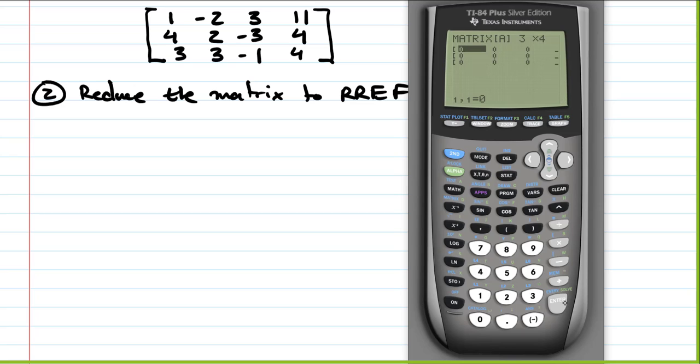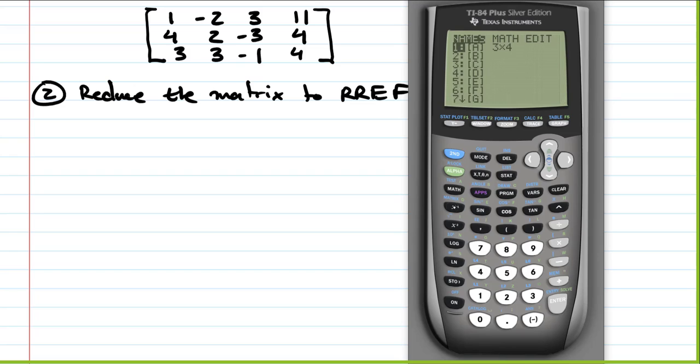So now I'm just going to type in my matrix. I hit 1, then enter, -2, then enter, 3, enter, 11, enter. So my first row is done. Just rinse and repeat until I have all of my entries in my matrix. So 3, 3, -1, and 4. Now I'm done. I go second quit to go back to my home screen.